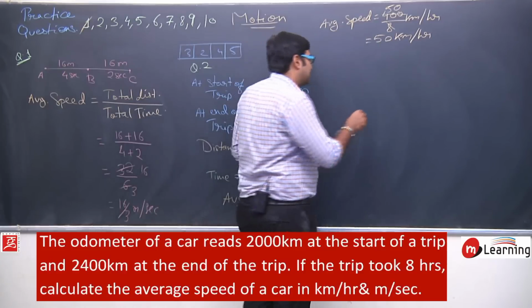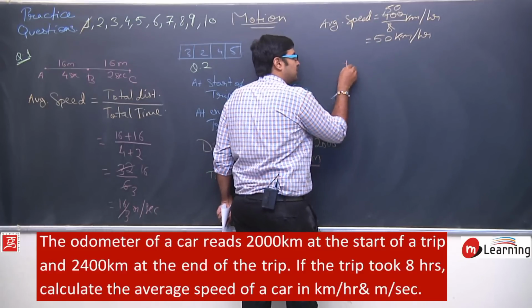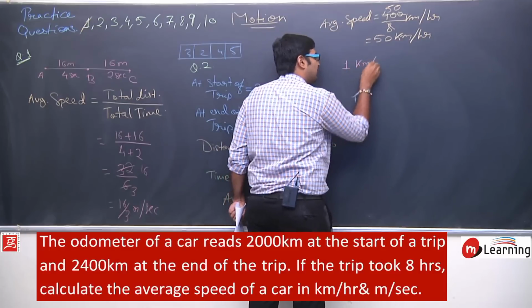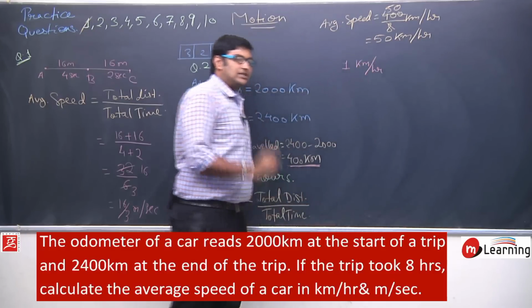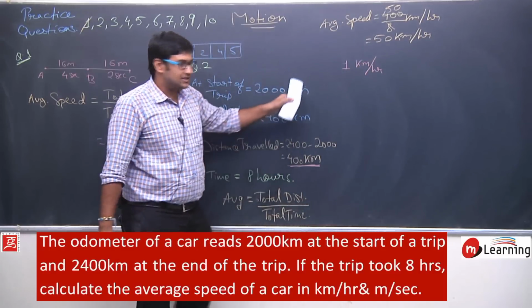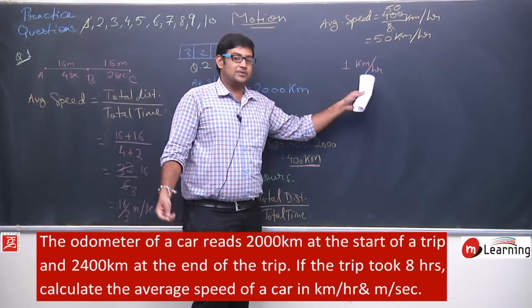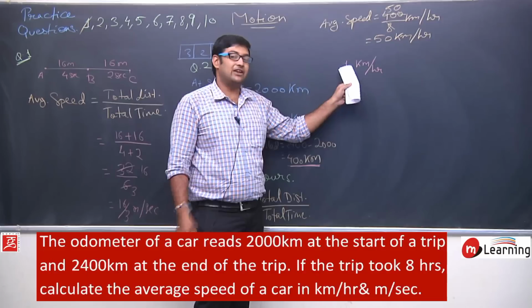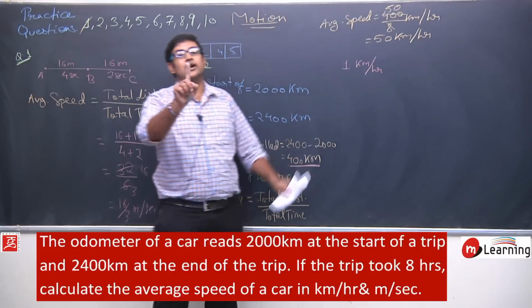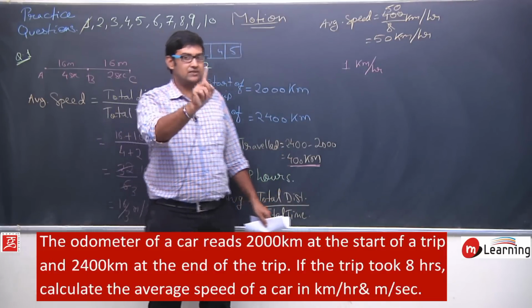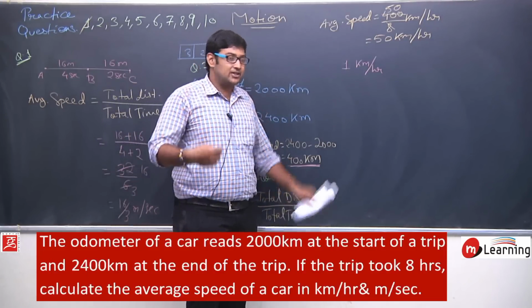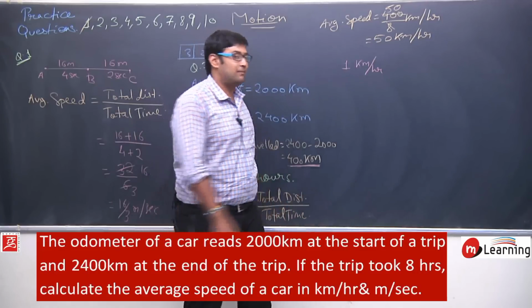For that, let's understand a very simple concept. If I say 1 kilometer per hour, what is 1 kilometer per hour? It is the speed of any object. It says that the object is travelling 1 kilometer in 1 hour. Now if I convert this kilometer into meter, what will happen?